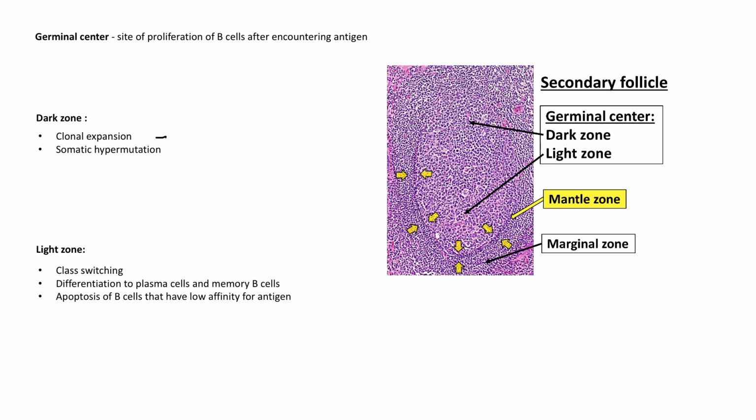Then they reach light zone where they are selected for differentiation into plasma cells and memory B cells if they have high affinity for antigen. If they have low affinity for antigen, then they undergo apoptosis.